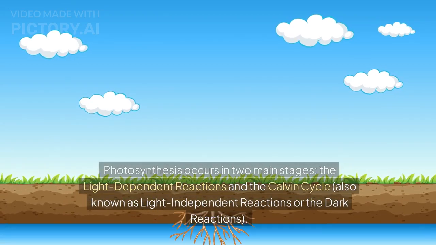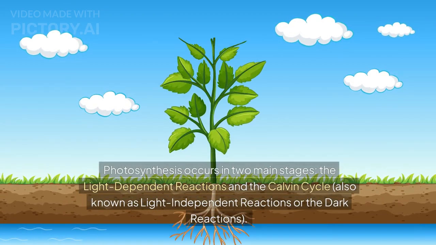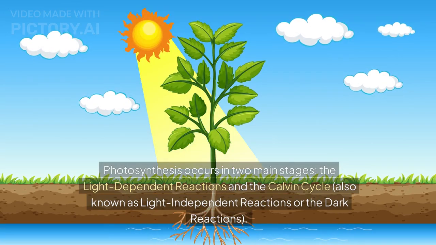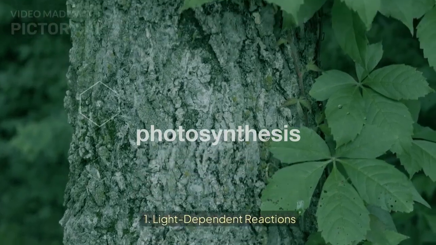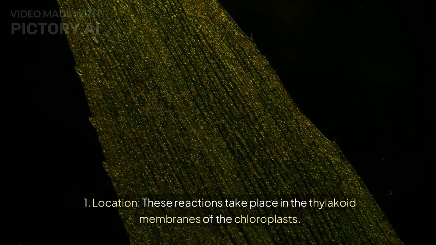Photosynthesis occurs in two main stages, the light-dependent reactions and the Calvin cycle, also known as light-independent reactions or the dark reactions. Here's a breakdown of each stage. 1. Light-dependent reactions. 1. Location.